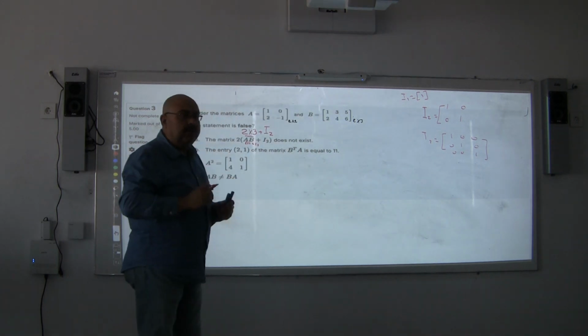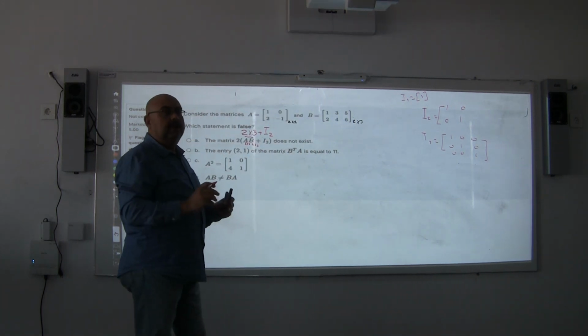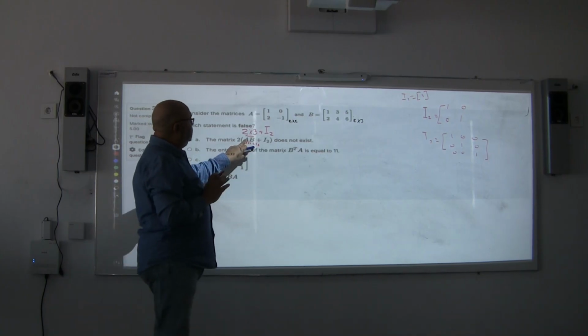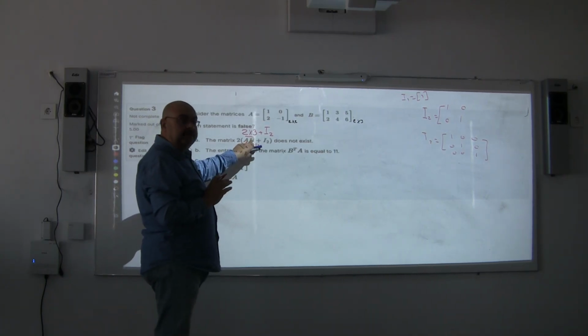Those are the matrices from different dimensions. Okay, now I'm multiplying A times B.